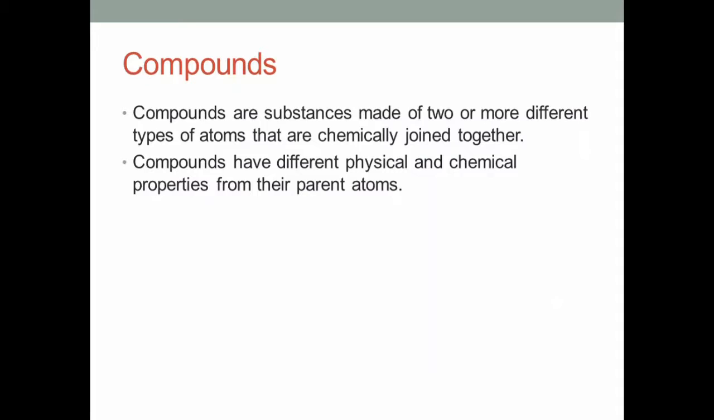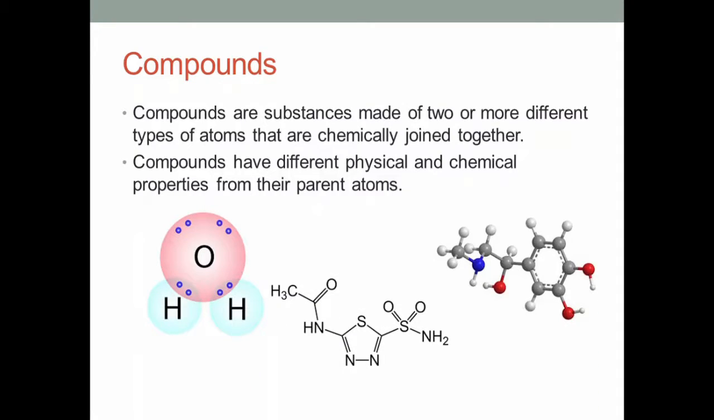So now let's look at compounds. Compounds are substances that are made of two or more different types of atoms that are chemically joined together. Compounds have different physical and chemical properties from their parent atoms. They include stuff like water, hydrochloric acid, many things like that. Here on your screen in the center we see an acetazolamide particle, very difficult name. And on the right we see an adrenaline particle. All these, however complex they are or however simple they are, like just look at the H2O water, it's really simple, are compounds.